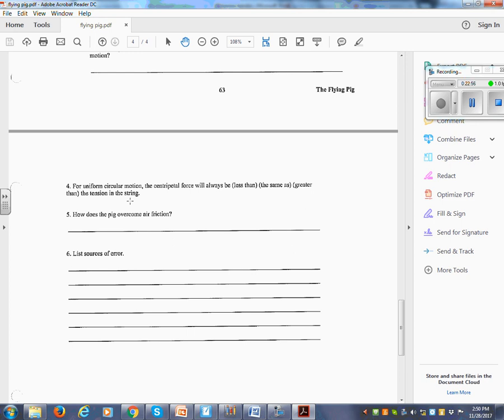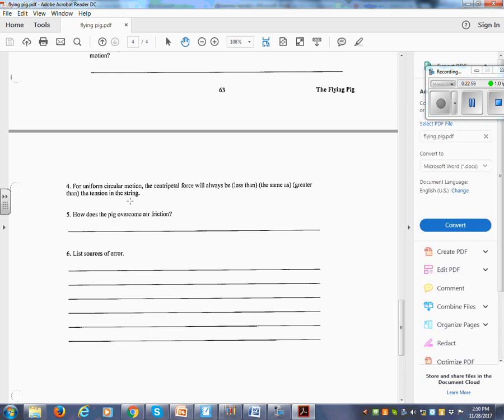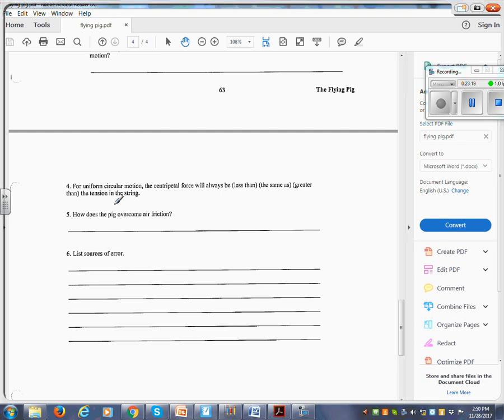Number four: for uniform circular motion, the centripetal force will always be less than, the same as, or greater than the tension in the string. So, like this, the tension is the hypotenuse, the centripetal force is the Tx. There's T. The hypotenuse has to be the biggest one, the longest side in the triangle. The Tx is going to be less than. Right? I said less than.